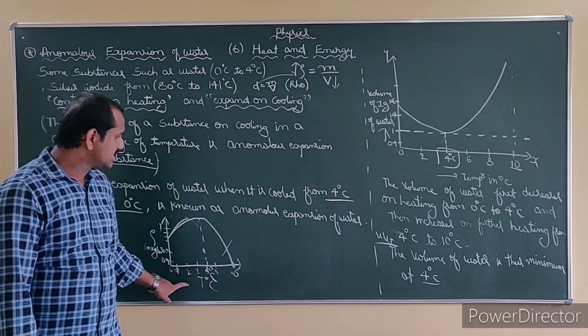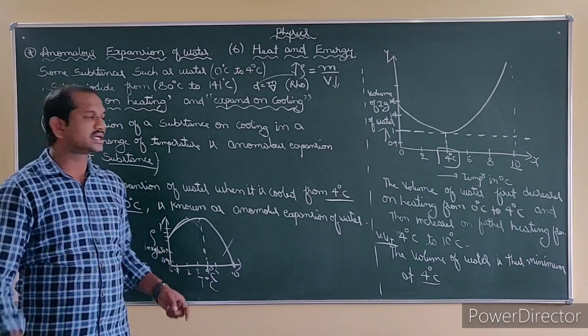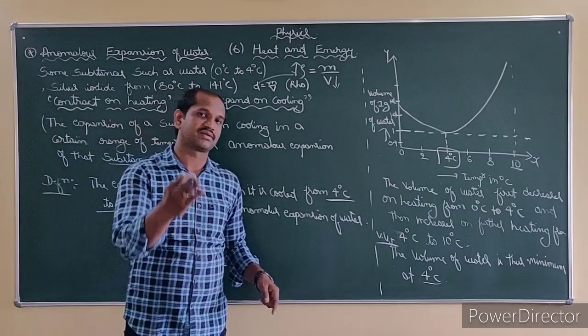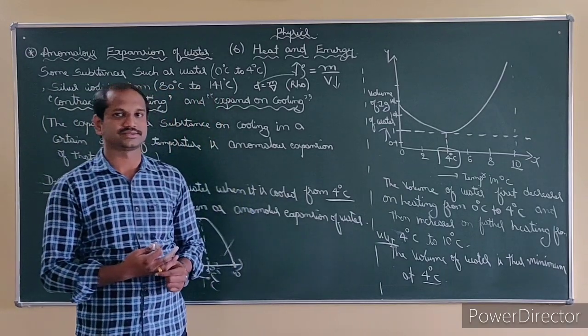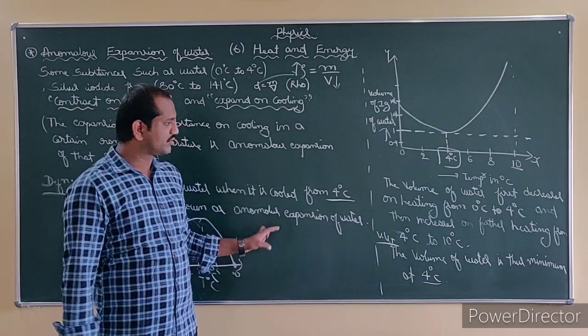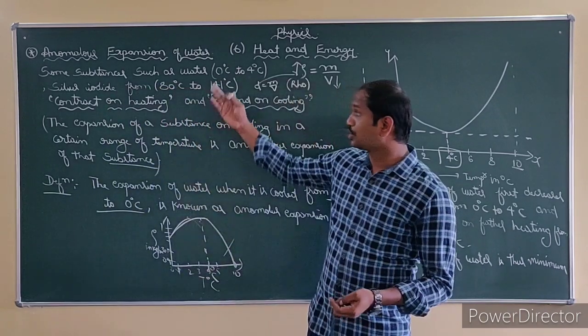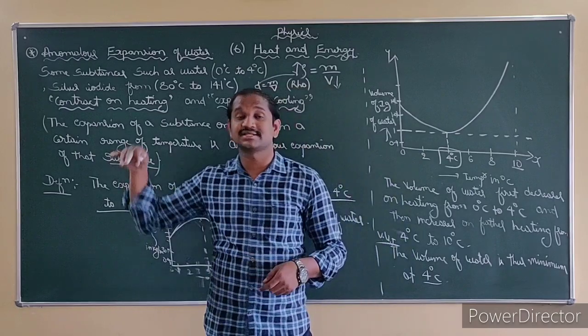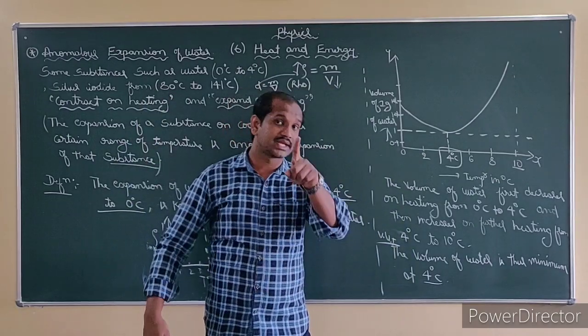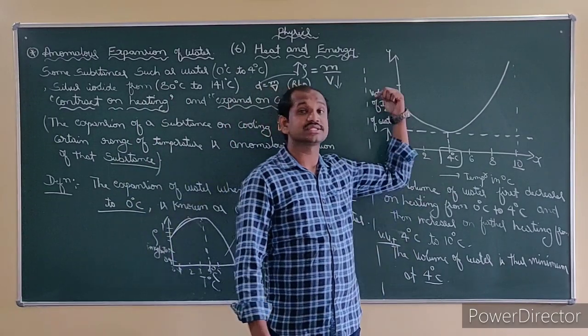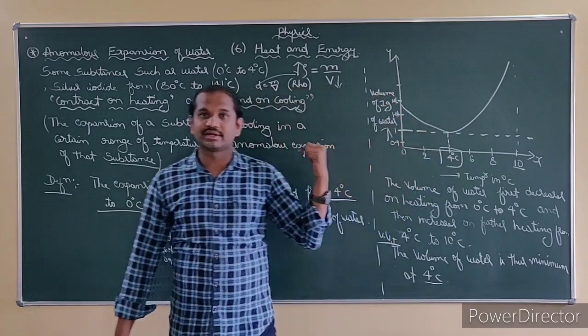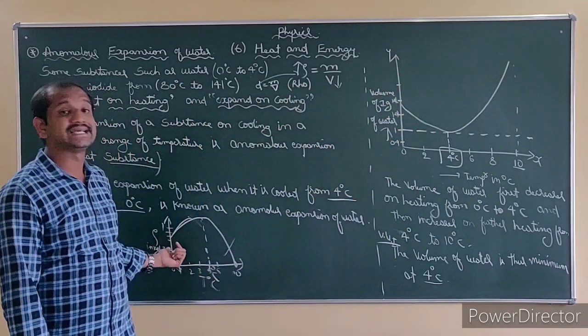Understand? So these two graphs are very important from your examination point of view. Please plot this, and if you have any doubts regarding anomalous expansion, we will see in our online classes too. I hope you have understood today's concept of thermal expansion, anomalous expansion of substances and of water, and the temperature versus volume graph and temperature versus density graph.